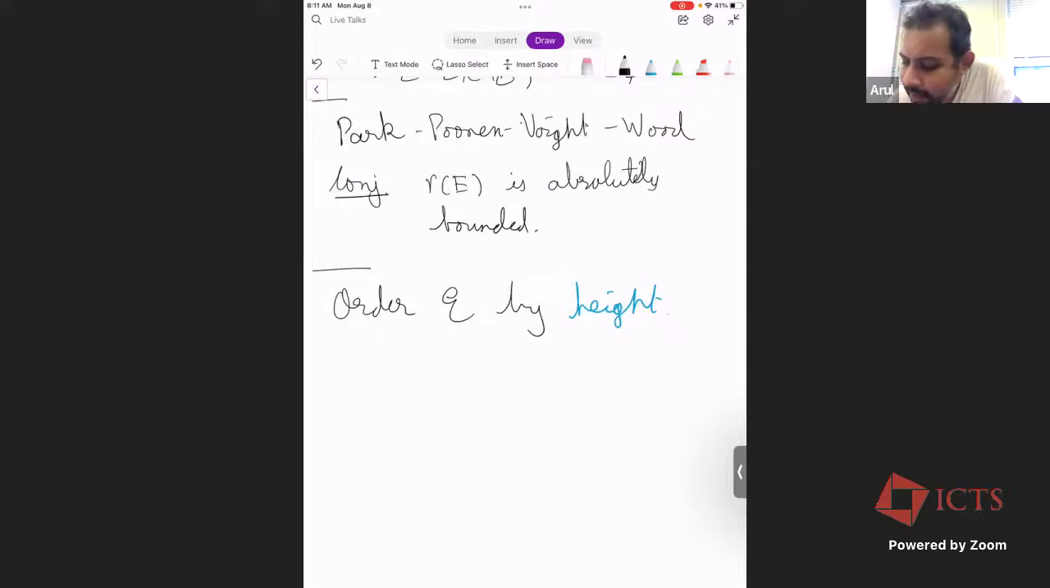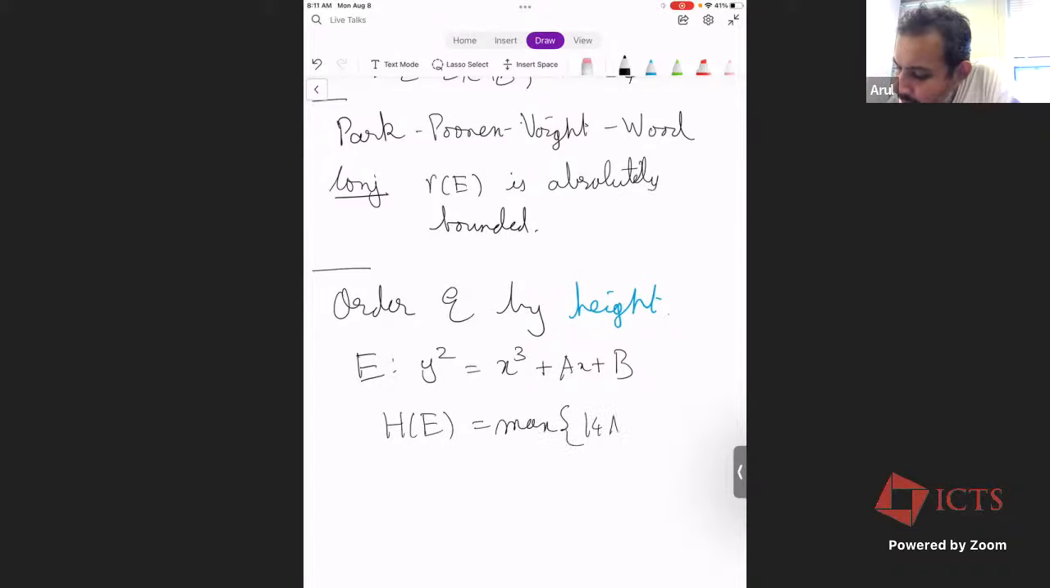And this height is pretty simple. Suppose E is, if you'll recall, written as y squared equals x cubed plus ax plus b. We're just going to define the height to be the maximum of 4a cubed and 27b squared.